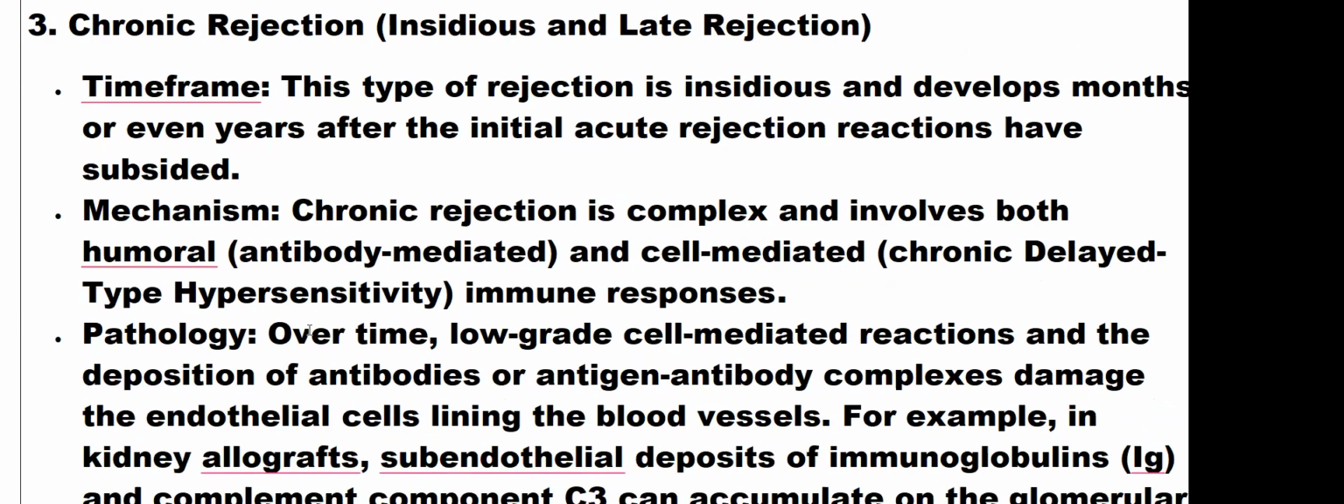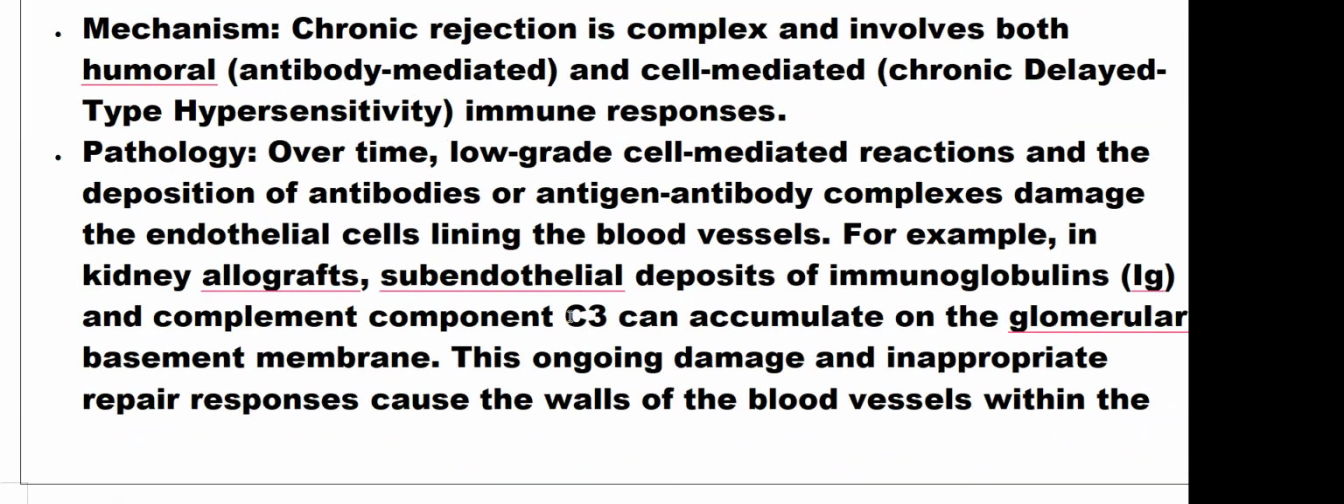Chronic rejection, insidious and late rejection. Time frame: this type of rejection is insidious and develops months or even years after the initial acute rejection reactions have subsided. Mechanism: chronic rejection is complex and involves both humoral, antibody-mediated, and chronic delayed-type hypersensitivity, cell-mediated immune responses.